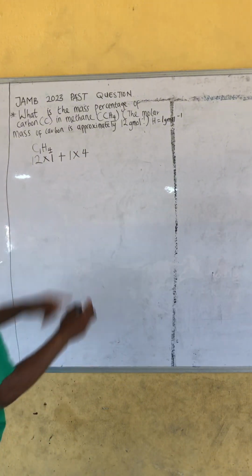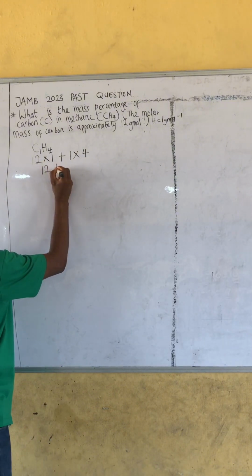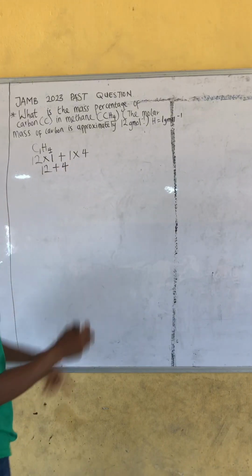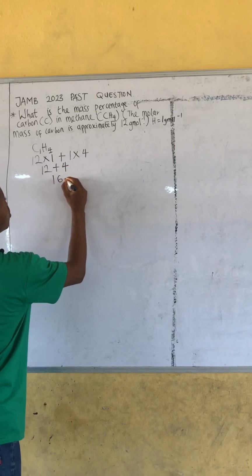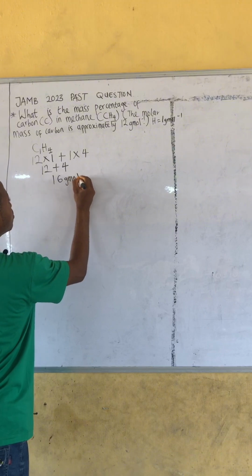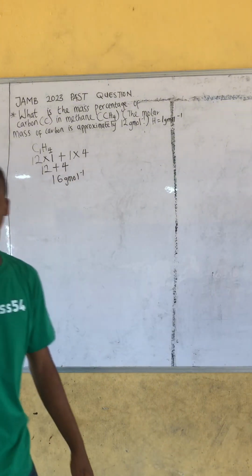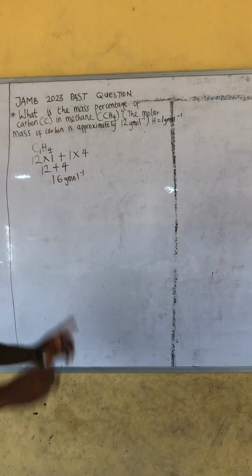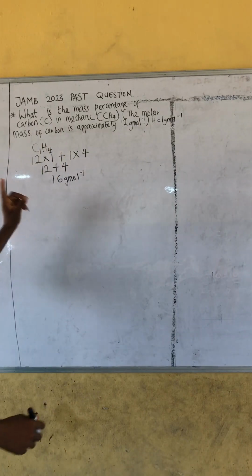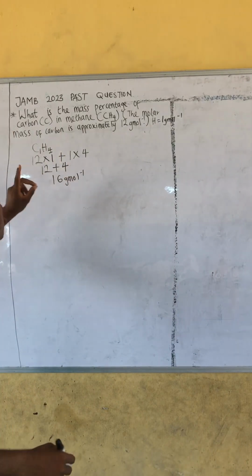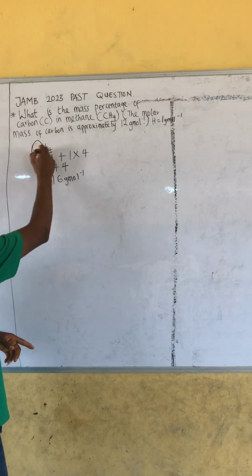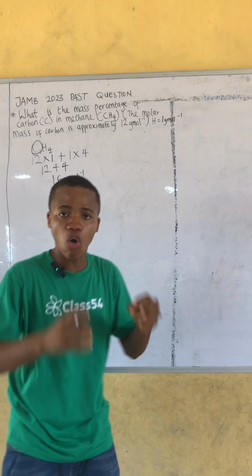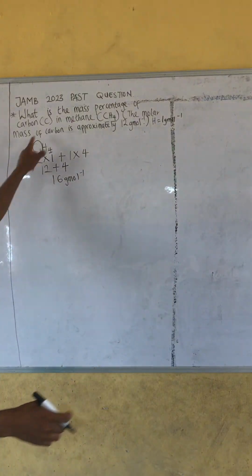So now 12 times 1 will give you 12, plus 1 times 4 will give you 4. So 12 plus 4 will surely give you 16. So 16 grams per mole is the relative molecular mass of methane, which is CH4. So now let us calculate the mass percentage of just carbon in CH4. We want to know the percentage which carbon occupies in this particular compound.